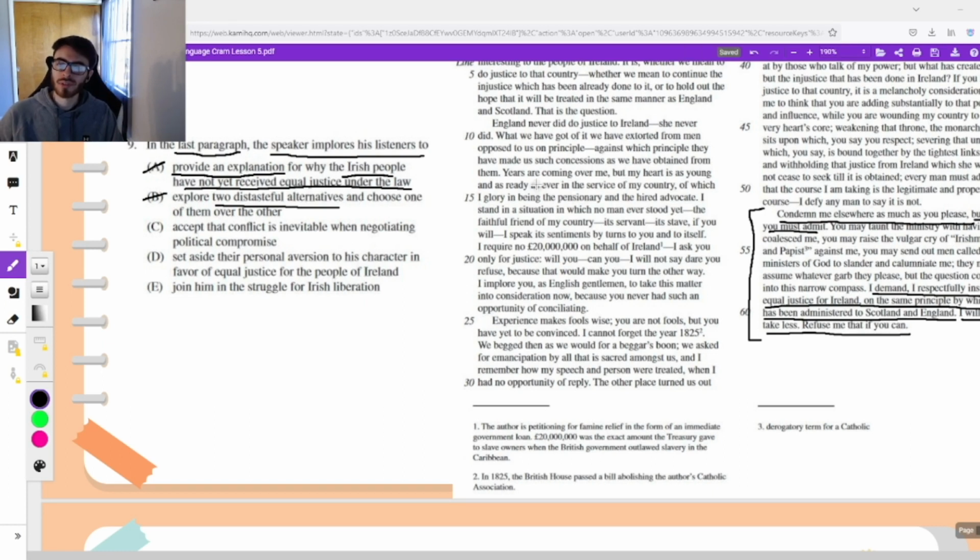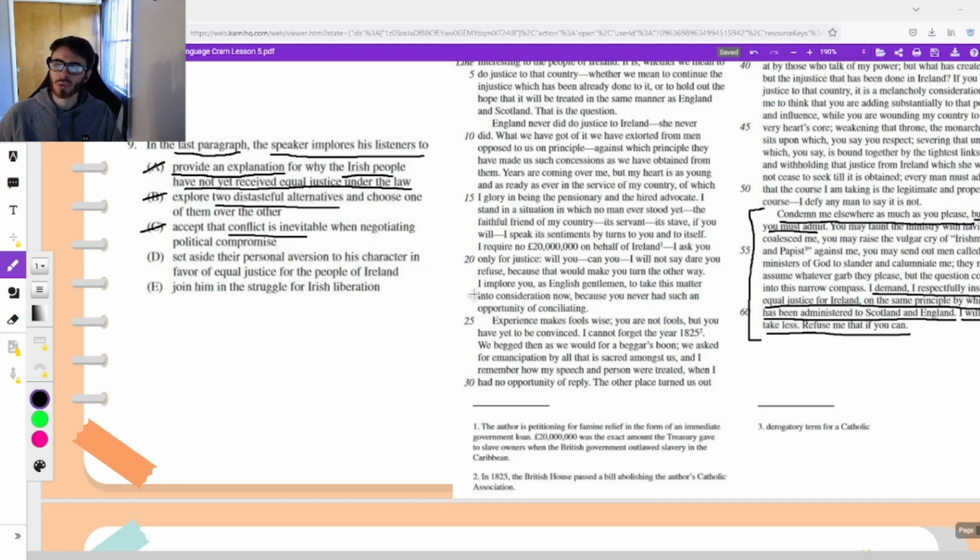C, he implores his listeners to accept that conflict is inevitable when negotiating political compromise. No, that doesn't really match the evidence either. He is not talking about negotiating. He's not talking about conflict being inevitable. So I think C we can pretty easily eliminate.